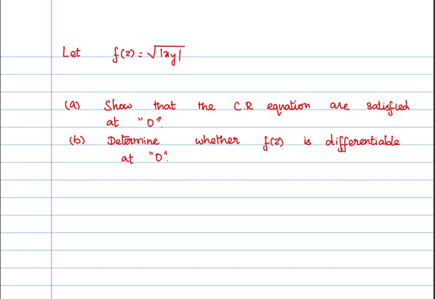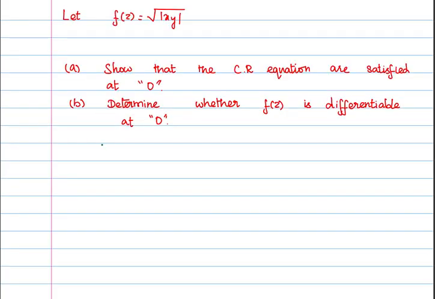Hi friends, in this video we are going to see that the given function satisfies the CR equation at the origin but it is not differentiable at the origin. The given function is f(z) = square root of the absolute value of x times y. So now we start. What is the CR equation?